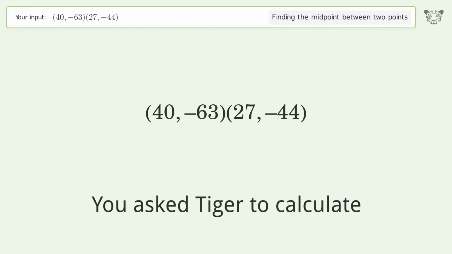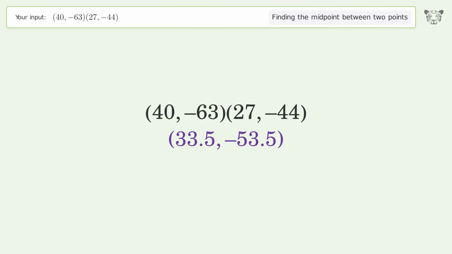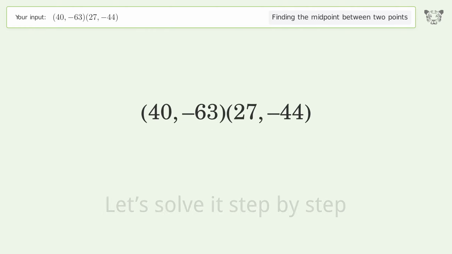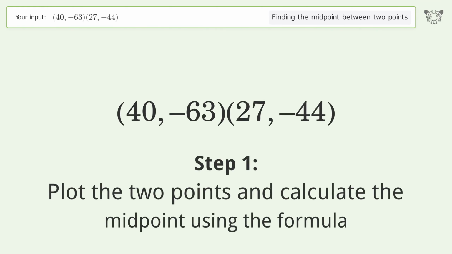You ask Tiger to calculate. This deals with finding the midpoint between 2 points. The midpoint between the 2 points is 33.5, negative 53.5. Let's solve it step by step. Plot the 2 points and calculate the midpoint using the formula.